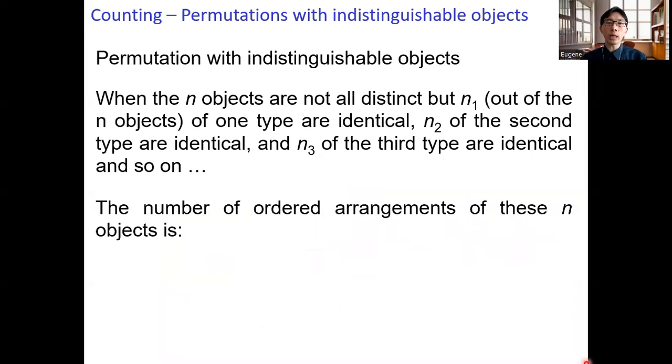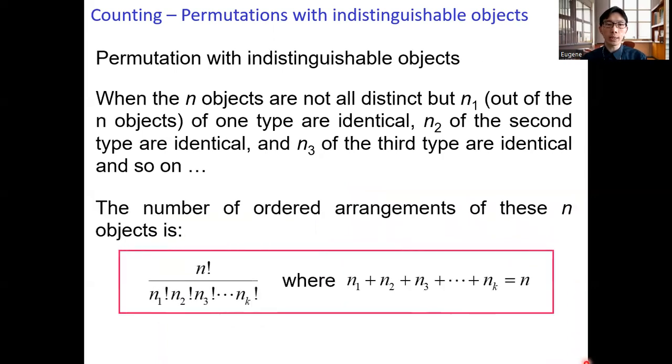So the number of ordered arrangements of these n objects is equal to this formula: n factorial divided by n1 factorial times n2 factorial times n3 factorial up to nk factorial, where n1 plus n2 up to nk equals the total number of objects, which is n. And this is the formula used to calculate the number of ordered arrangements of n objects where the objects are not all distinct.